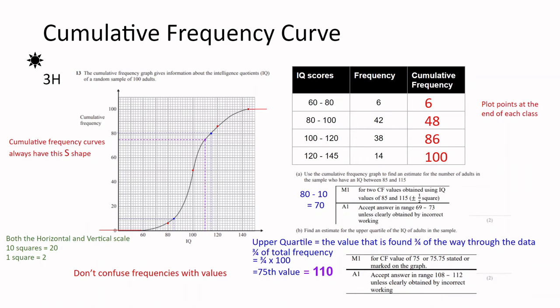Checking our mark scheme here, I get a method mark for using the cumulative frequency value of 75. That's 3/4 of the way through the cumulative frequency. Now you might have written 75, or you may have just marked it on the graph as I did here. To get our answer mark, they're accepting answers in the range of 108 up to 112. That's just 2 below and 2 above our answer. And keep in mind our scale, that's just 1 square below or 1 square above. And again, they give you that mark unless you clearly obtained your answer with some incorrect working. So you didn't use the graph at all, you've done something completely strange and bizarre.